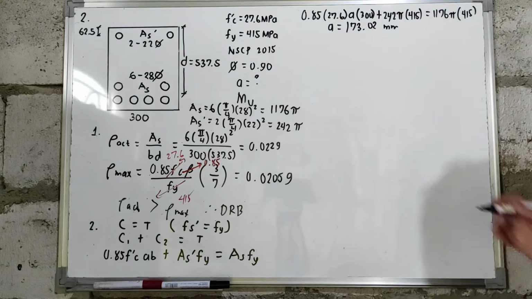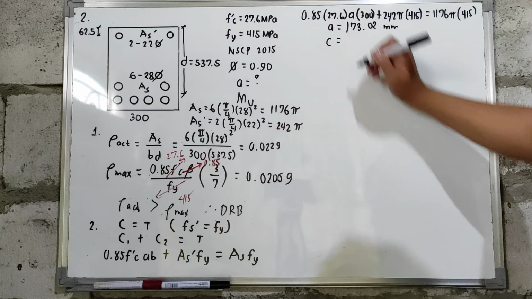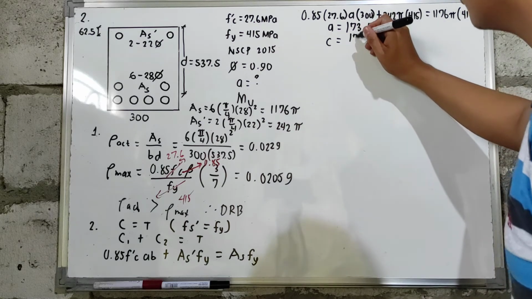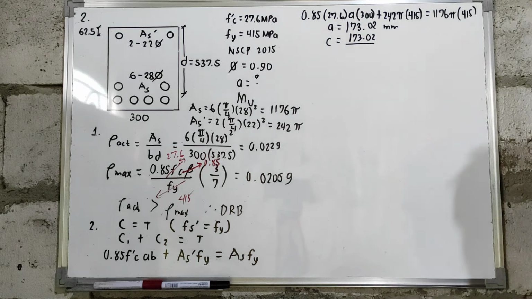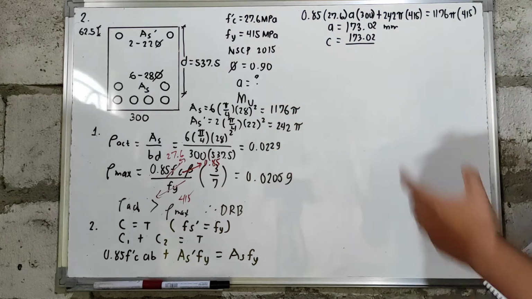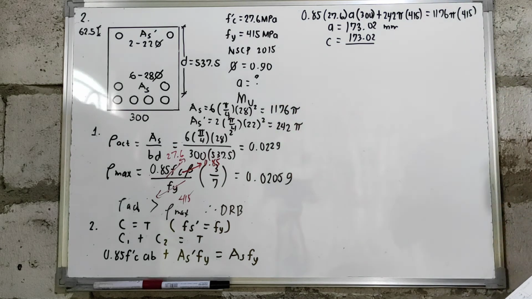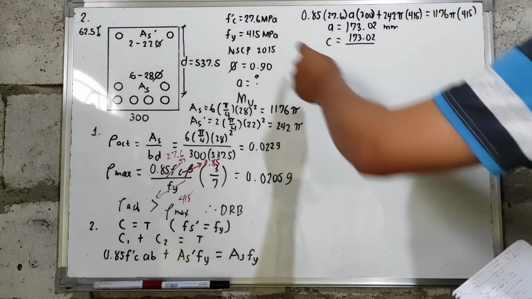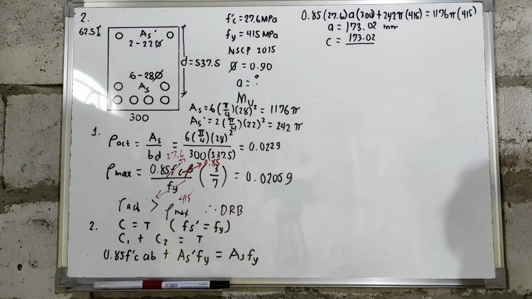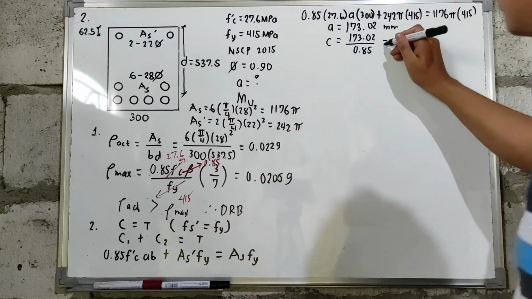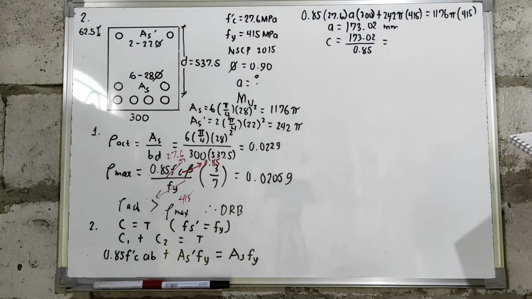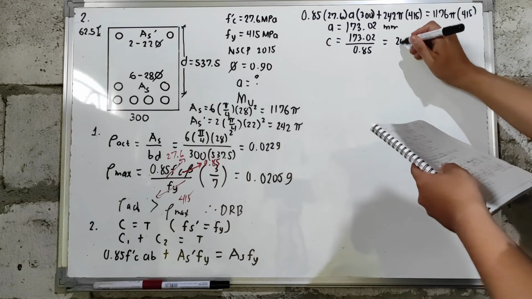Next, let us calculate the value of C. We have A of 173.02. We just divide that by beta. Since NSCP 2015, our limiting value is 28 megapascal. Since our actual value does not exceed 28, beta is now equal to 0.85. So the value of C is now equal to 203.55.